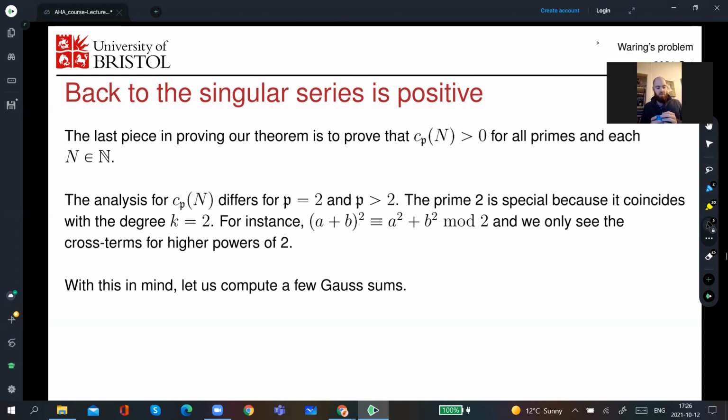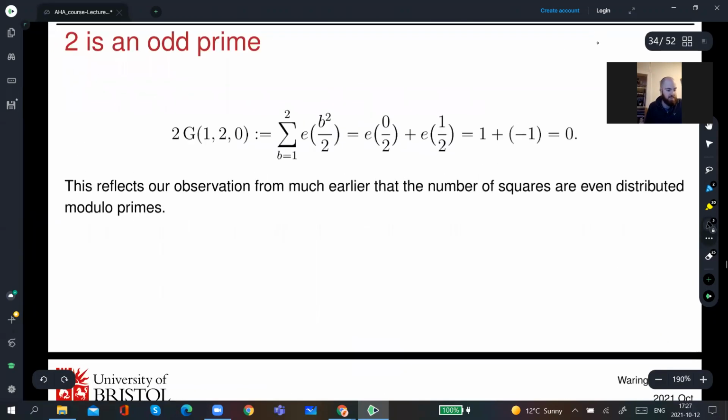Because of that, when you look at something like a plus b squared, it's just the same as a squared plus b squared mod 2. Whenever you consider higher powers of 2 here, 2 to the k, the cross terms, the 2ab, are always going to pull out a factor of 2. That is going to be a problem. So let's see why that's a problem.